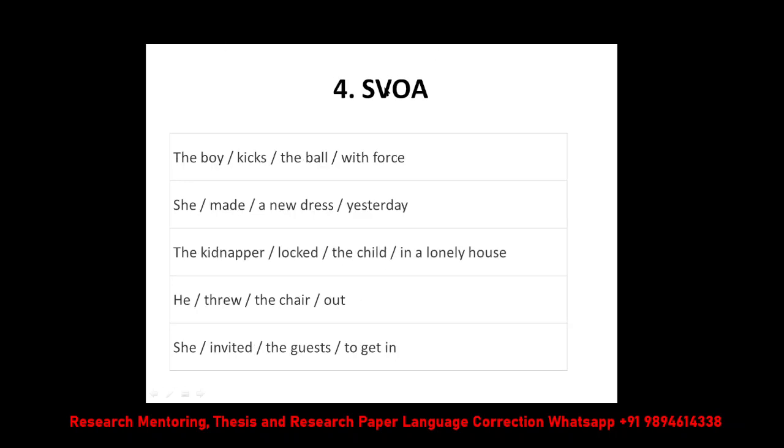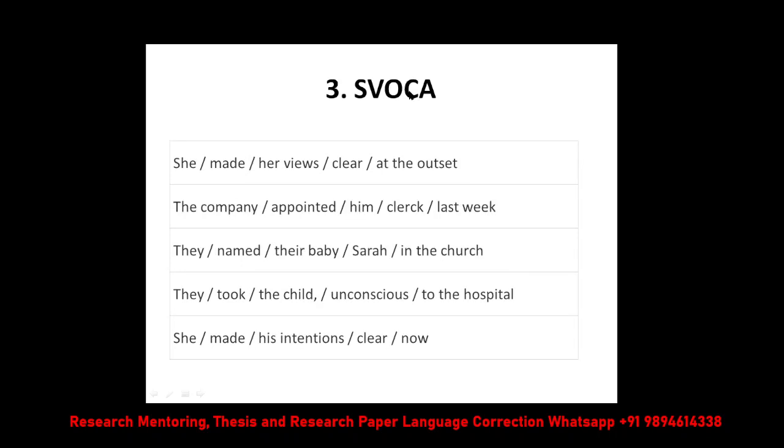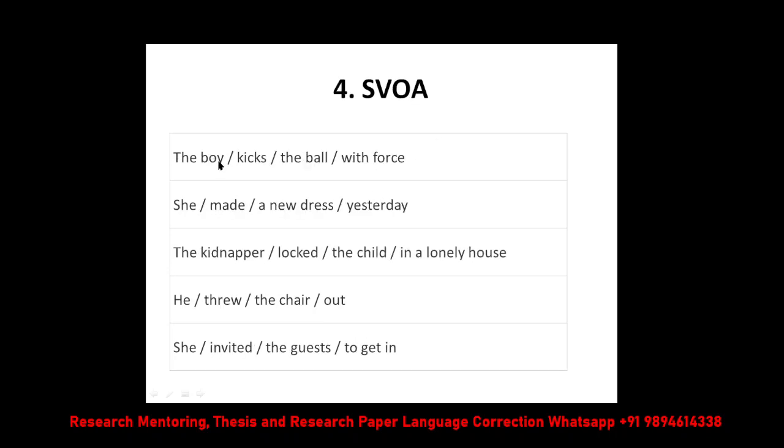Next comes subject, verb, object, and adjunct. Here I have added C, complement; here I have simply removed it. That's it. The boy kicks the ball with force. She made a new dress yesterday. The kidnapper locked the child in a lonely house. He threw the chair out. She invited the guest to get in. So, to get in, out, in a lonely house, yesterday, with force: these are adjuncts. What are the objects? The ball, new dress, child, chair, guest are the objects.